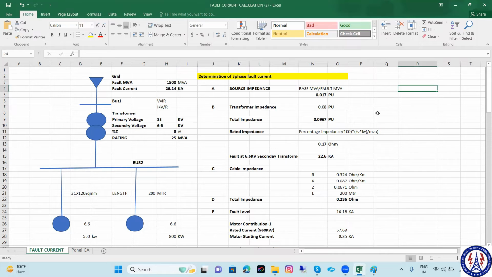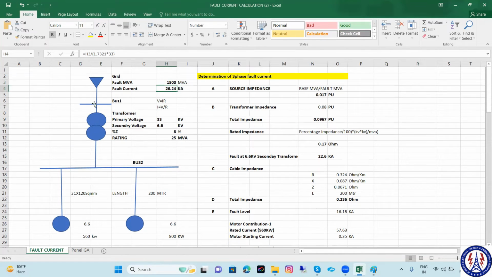Suppose the client gives the fault level at the source side as 40 kA at the given voltage. So we can also calculate root 3 into the voltage into that, and this one is the fault MVA. But this is given by the client only. This is not in our hand, but this is the input requirement.